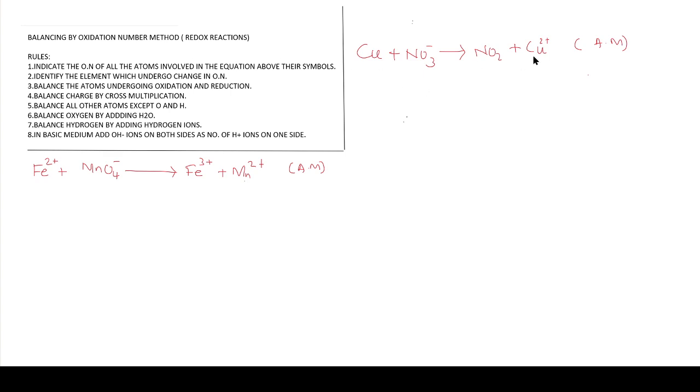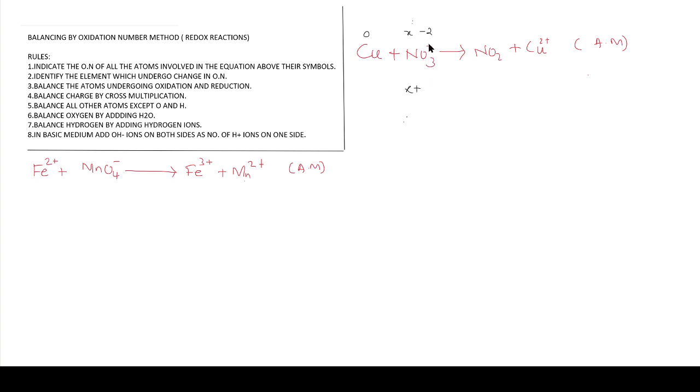According to the first rule, children, we need to indicate the oxidation number of all the atoms. So let us do that. You can see copper is in the elemental form, so it has an oxidation number of 0 here. Then we know that in most compounds, oxygen has the oxidation number of -2. Now let us find the oxidation number of nitrogen. Let it be X.